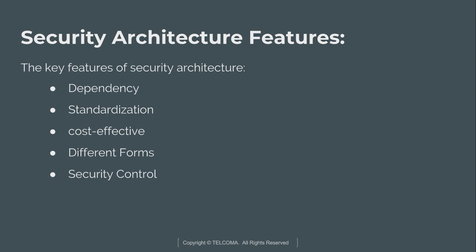Next is security control. Security controls are determined by some factors in security architecture such as risk management, financials, and legal and regulatory policies, etc. So these are the key features of security architecture.